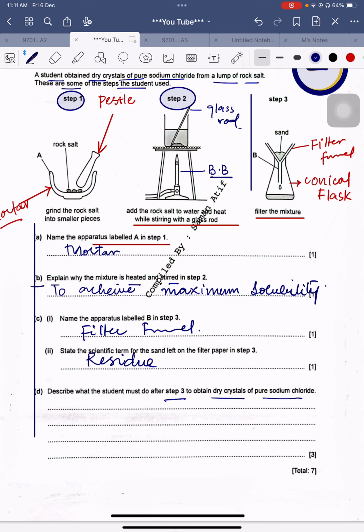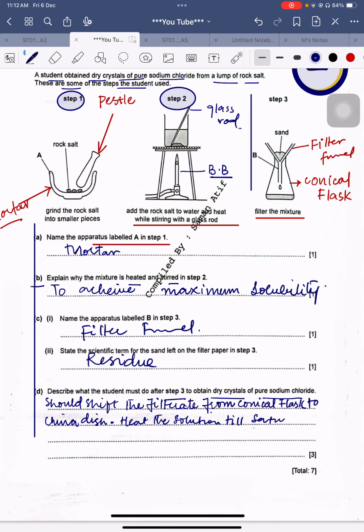Should shift the filtrate from conical flask to china dish, and then heat the solution till saturation.